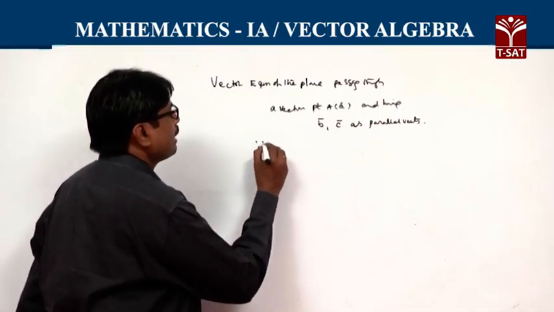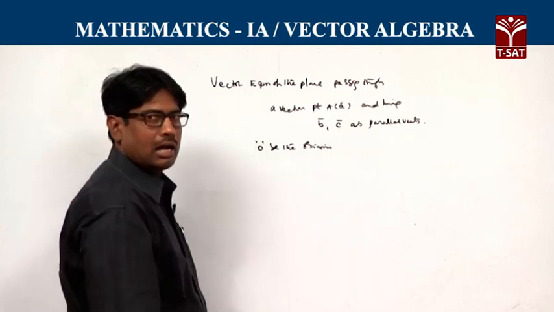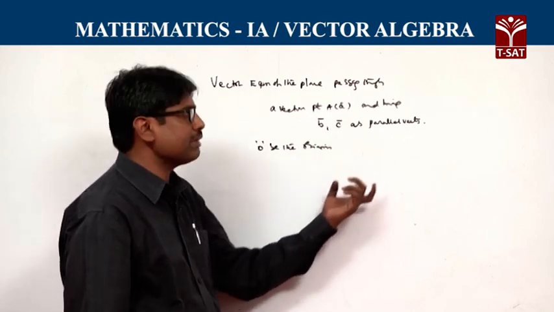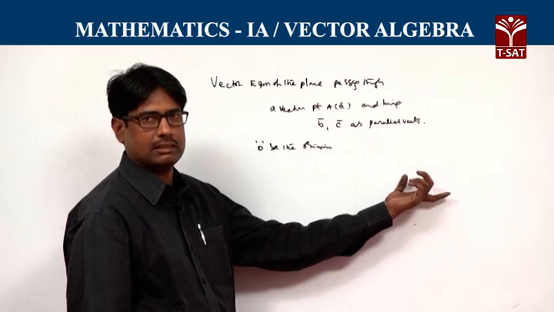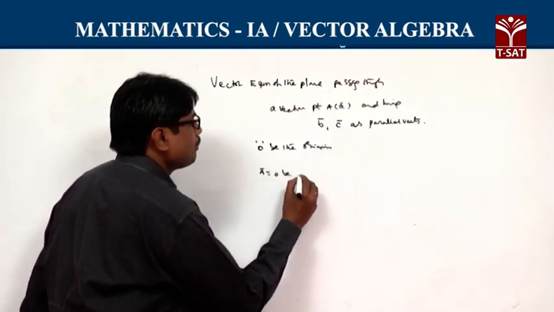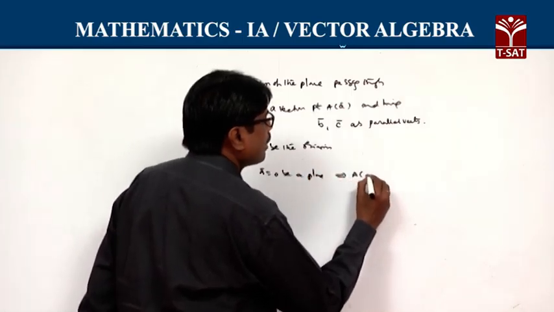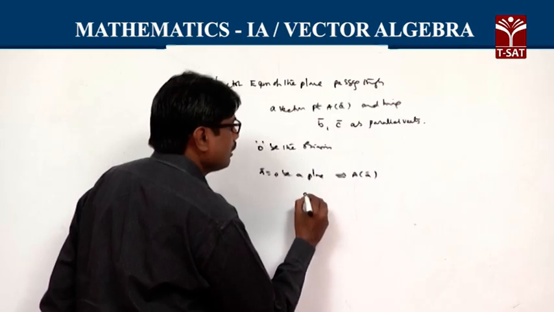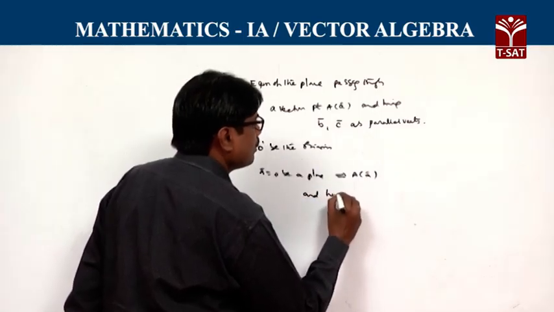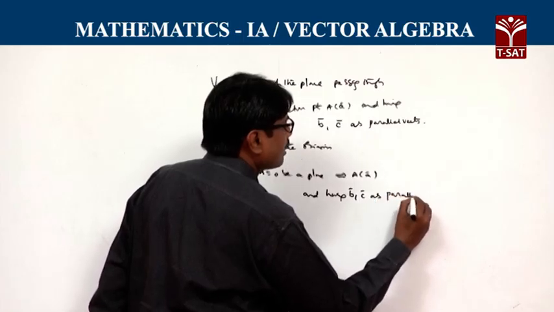O be the origin. We are always defining the origin, meaning giving a position to the vector. Pi is equal to 0 be a plane passing through a vector point A bar and having B bar, C bar as parallel vectors.